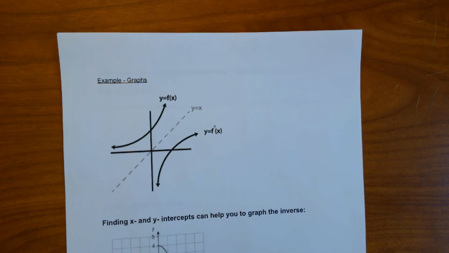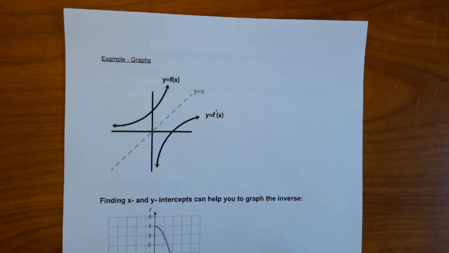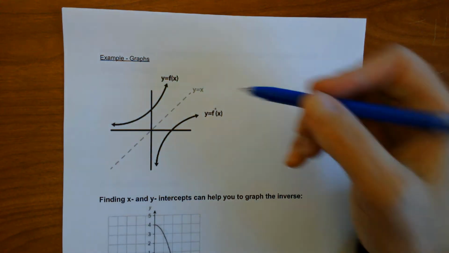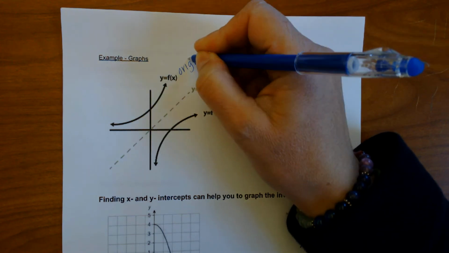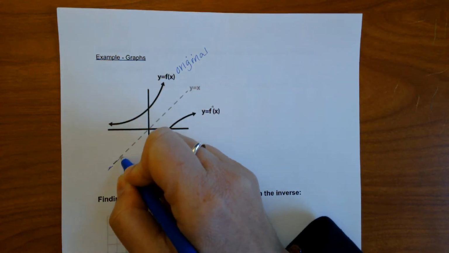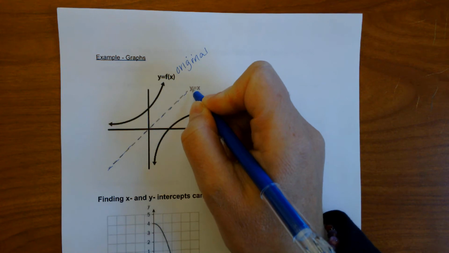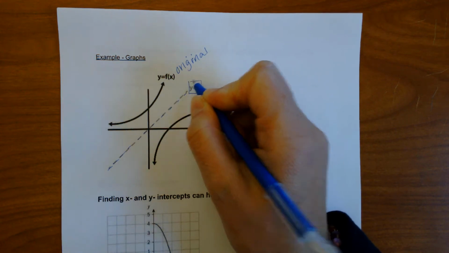Okay. What does the graph look like? So we saw ordered pairs, we saw mapping. What does the graph look like? So when we flip the X and the Y, what we're really doing is we're flipping our original over this imaginary line right here. This line is the line Y equals X.